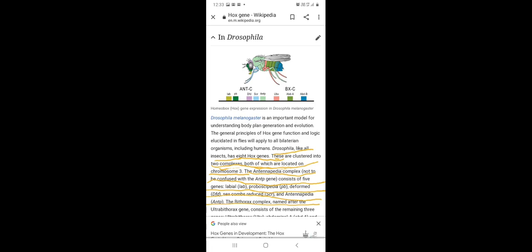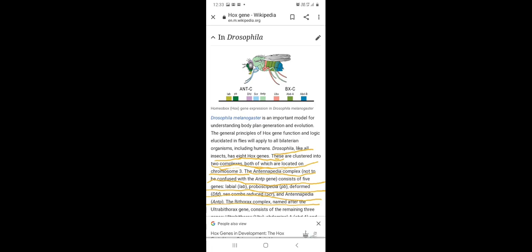And the antennapedia complex has 5 genes called labial, proboscipedia, deformed, sex combs reduced, and antennapedia. So together there are 8 Hox genes in Drosophila, which help in the formation of segments as well as in the formation of the appendages.